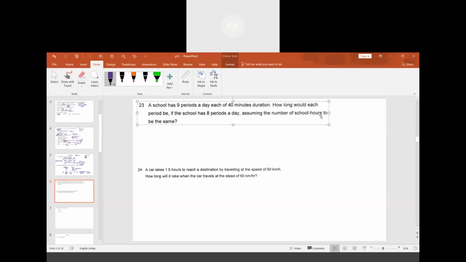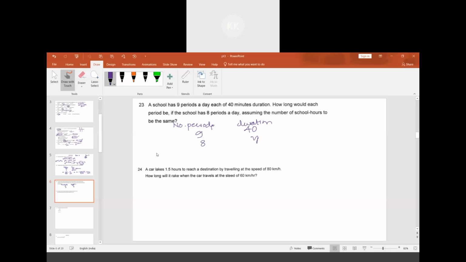Question number 23. This question is inverse proportion. How can we write this in a table format? The number of periods, then the duration. If the number of periods is 9, the duration is 45 minutes. For 8 periods, we have to calculate. Let me take it as y.